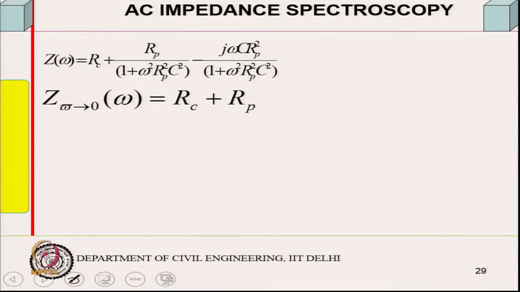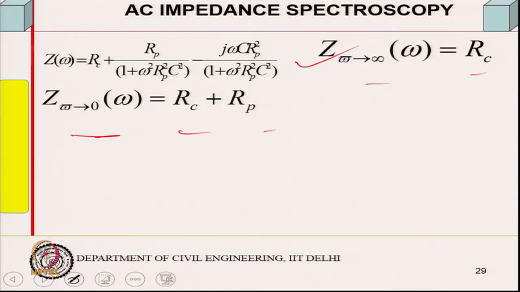I do not think I will go into the derivation of this. One can show that when omega tends to 0, it is Rc plus Rp, and when omega tends to infinity, it is Rc. So, if you measure at different frequencies, at very high frequencies the equivalent impedance is Rc, and at very low frequencies, or 0, it is Rc plus Rp. The difference of these gives you Rp. This is one of the ways of finding it.